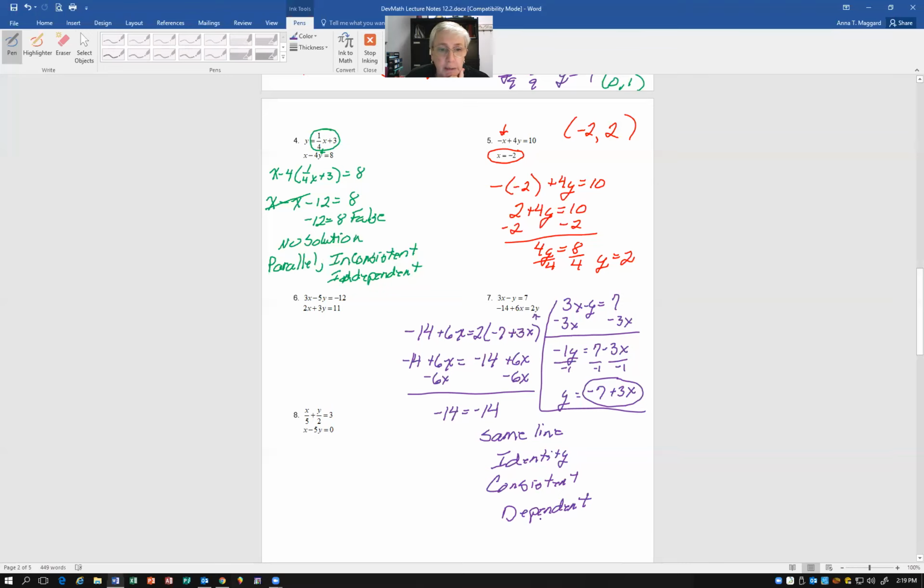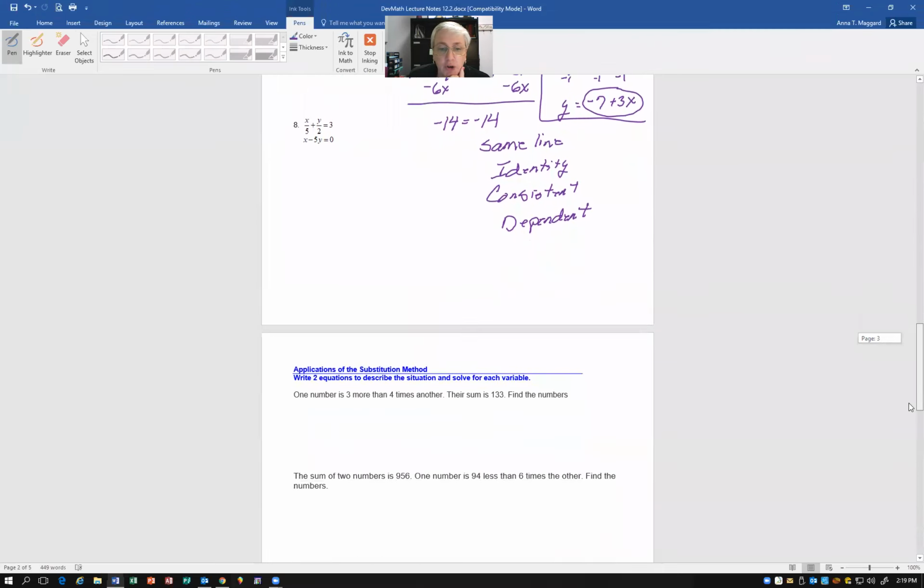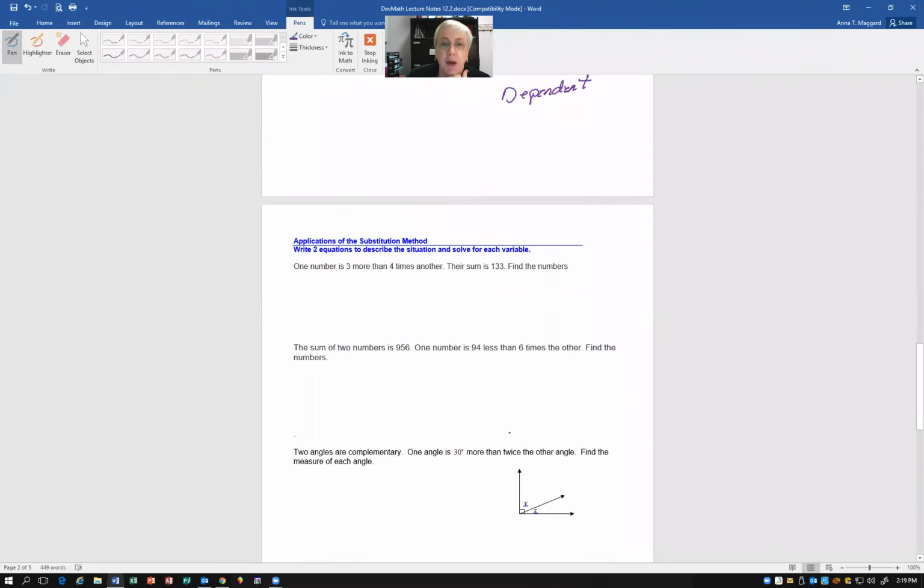There's some good examples of doing this, of working with this and solving using substitution. I do want to look at these few word problems down here at the bottom. The key with these word problems is setting up your two equations. You know that you're going to have two equations with x's and y's, and you're having to write the equations. Once you set them up, solve them using whatever method you want.